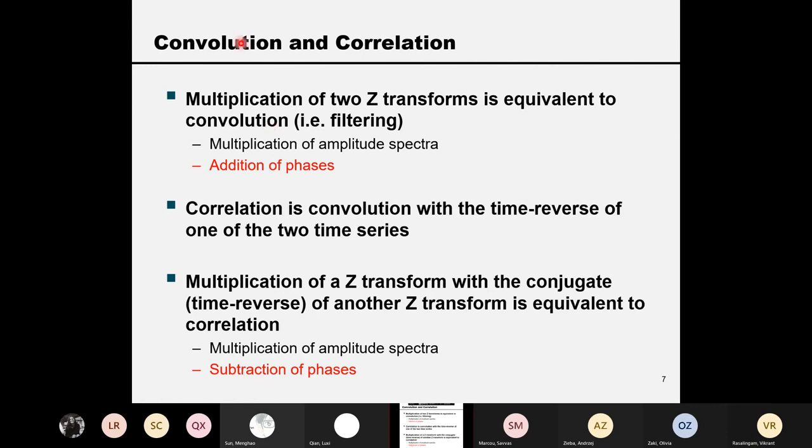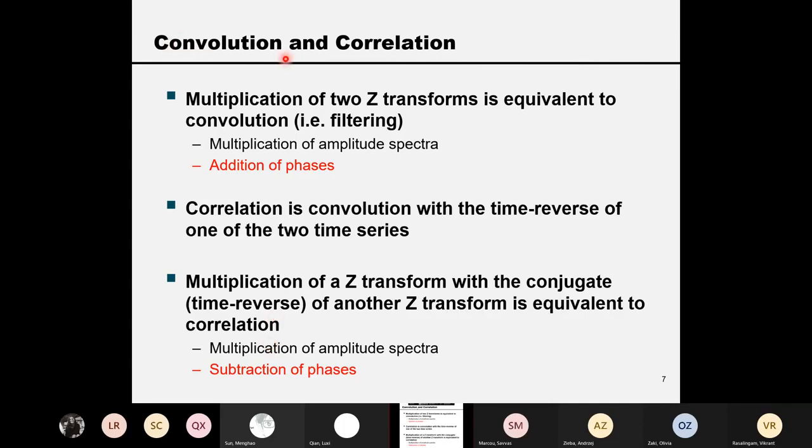So let me repeat this, try to make it clear, right? Let's talk about implementation, either convolution or correlation, in the time domain and the frequency domain separately, okay? Let's focus on the time domain. In the time domain, we know how to do convolution.